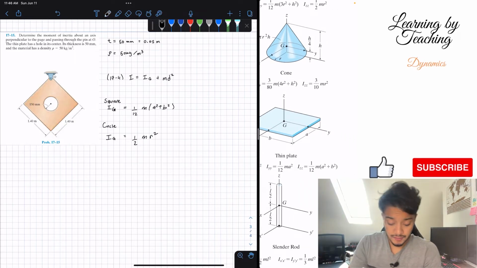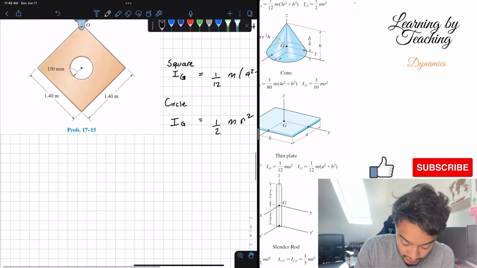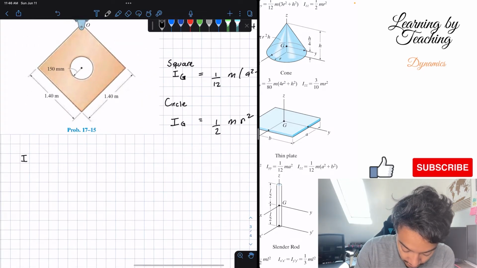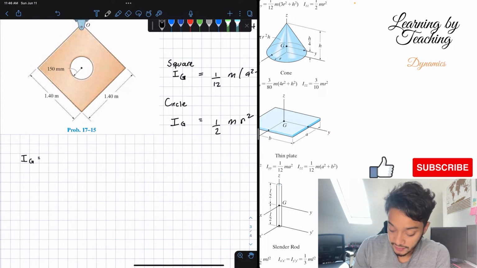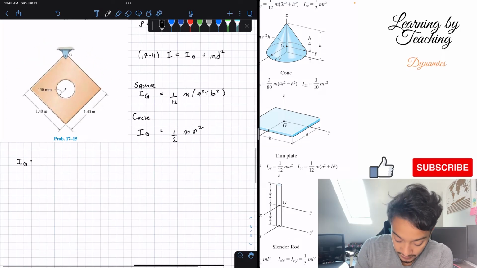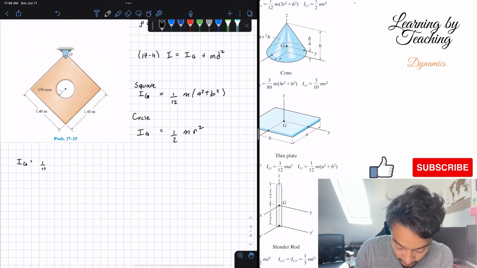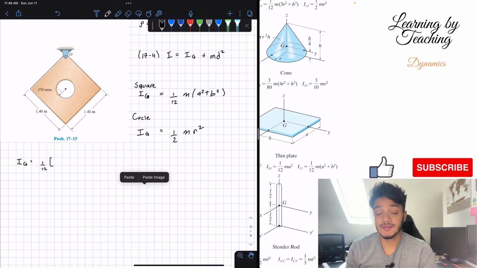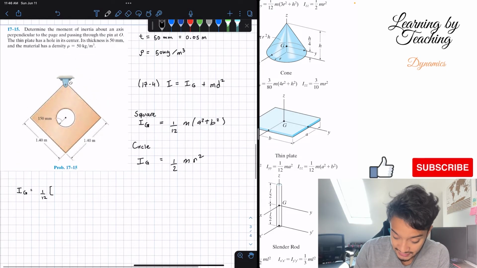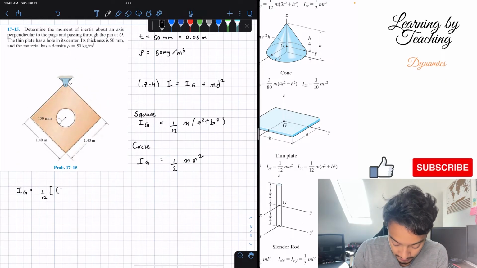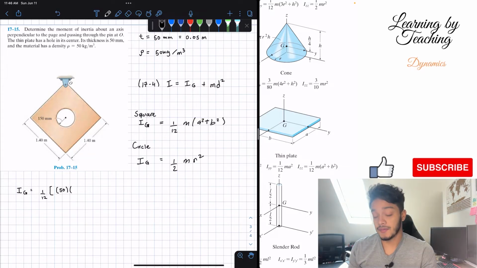So let's start with this problem. We're going to say that the moment of inertia about my center of gravity is going to be equal to, we're gonna start with the square, so the equation is 1/12, so 1 over 12 multiplied by the mass. Okay, so the mass is going to be the density times its volume. So we know that the density is 50 kilograms per meter cube, so we multiply by 50 times the volume of a square.